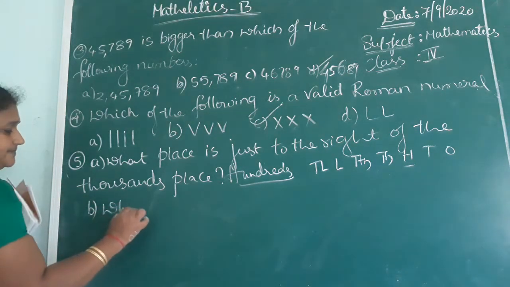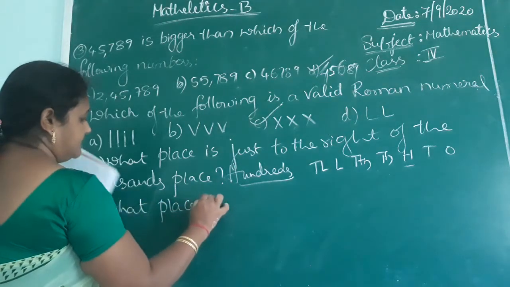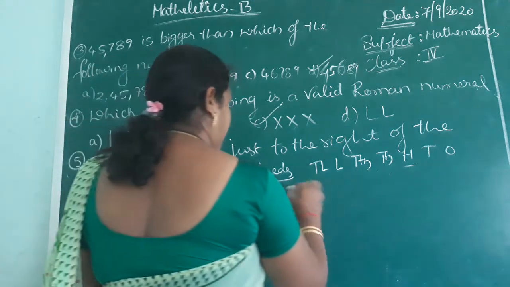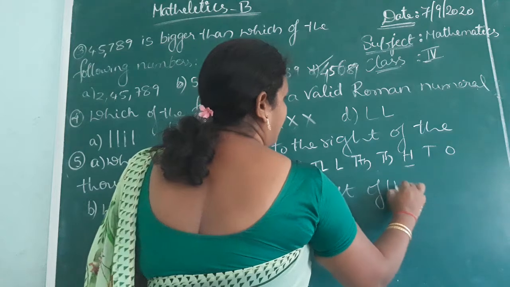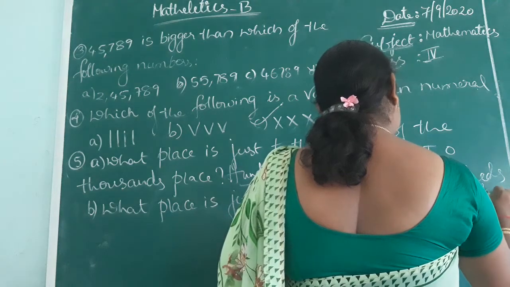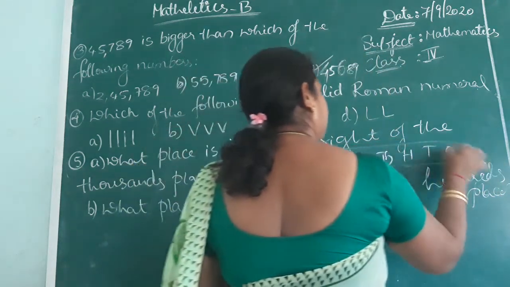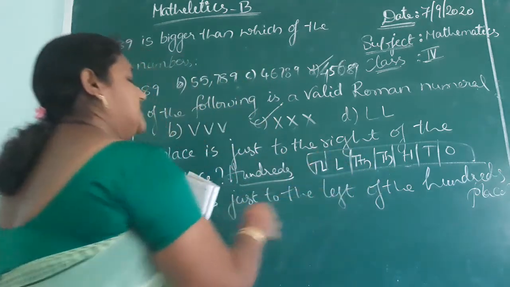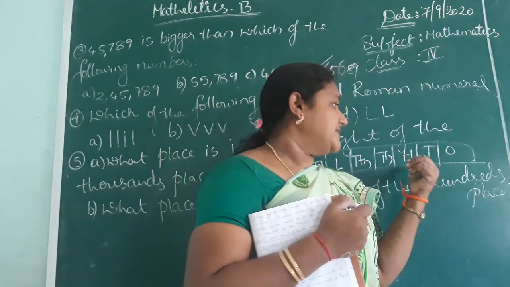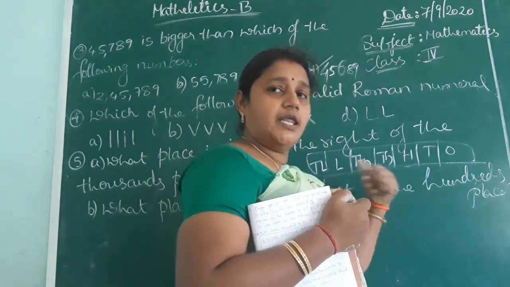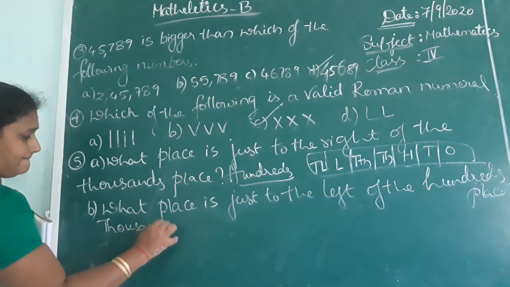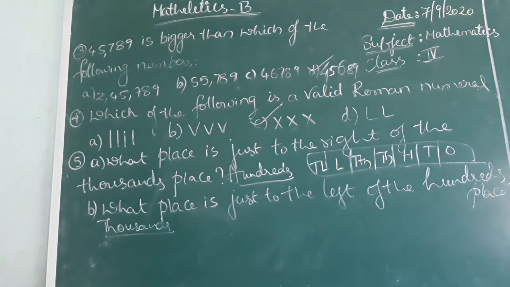What place is just to the left of the hundreds place? See, this is hundreds place. Now the left side of this hundreds place. What is this? Thousands. See the third one in that.